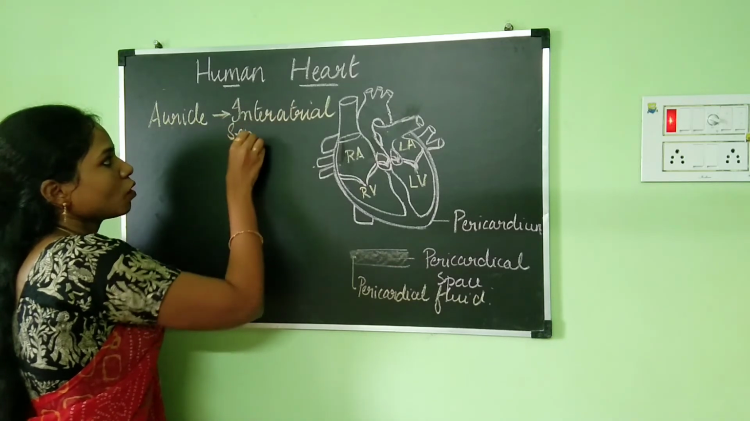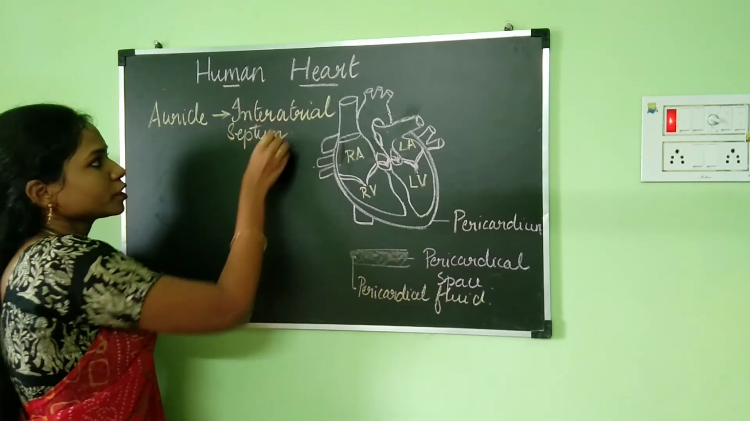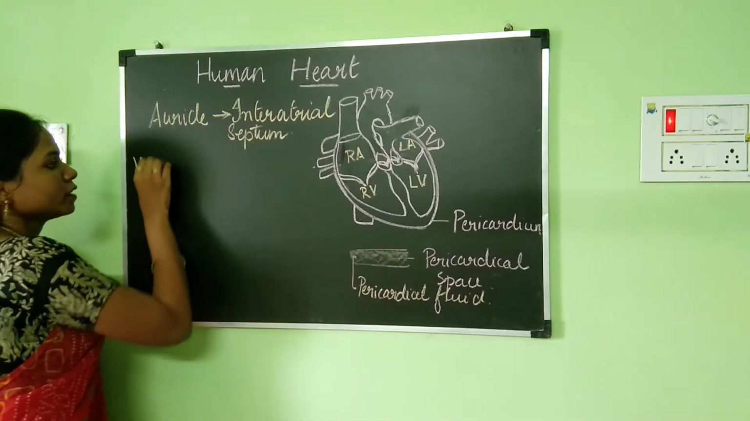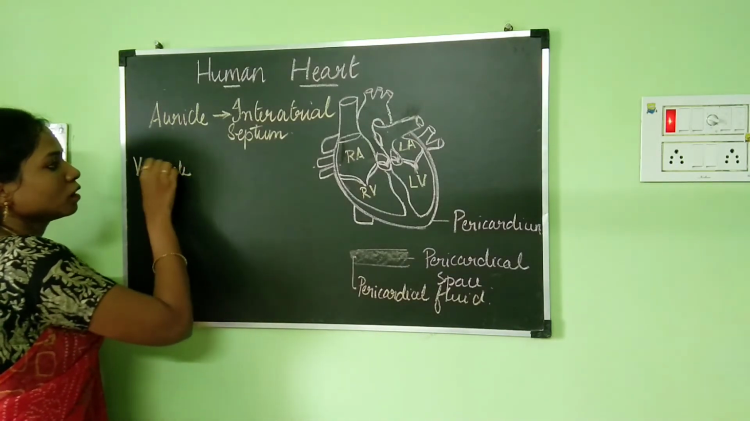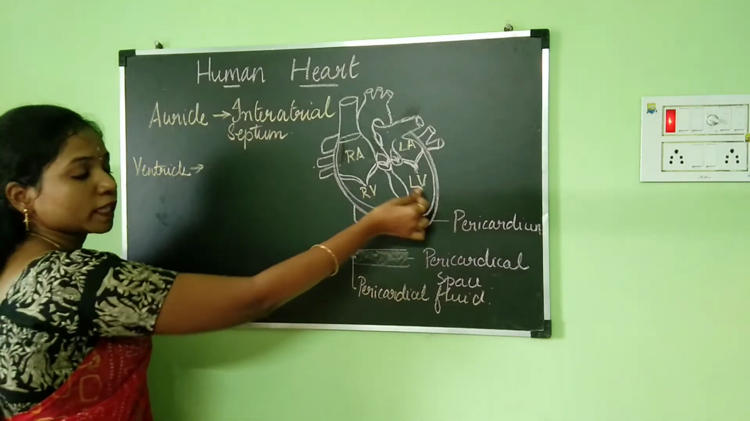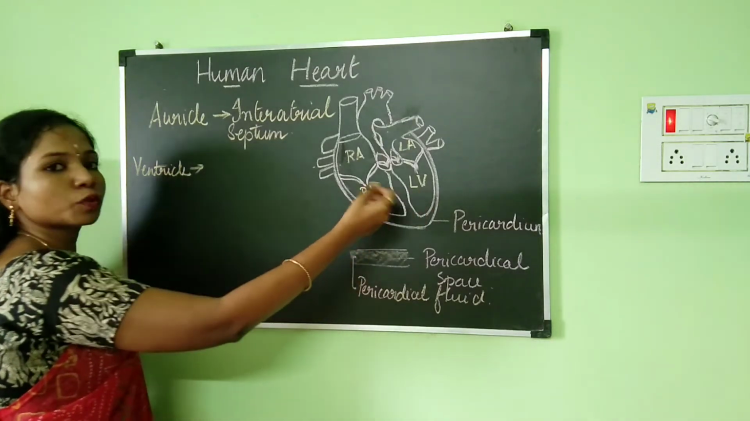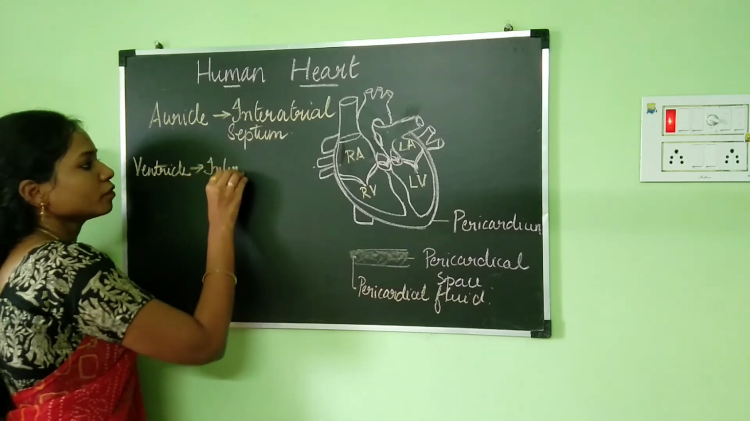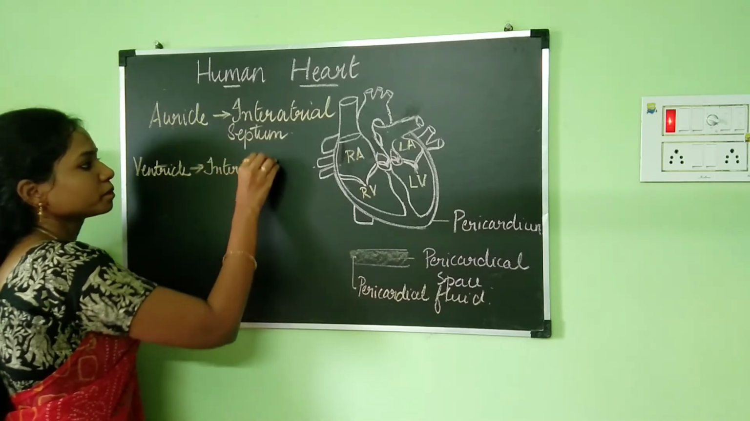So in between the two auricles, this partition which is known as the interatrial septum is there. So in between the ventricles, which is the right ventricle and the left ventricle, there is a septum which is known as the interventricular septum.